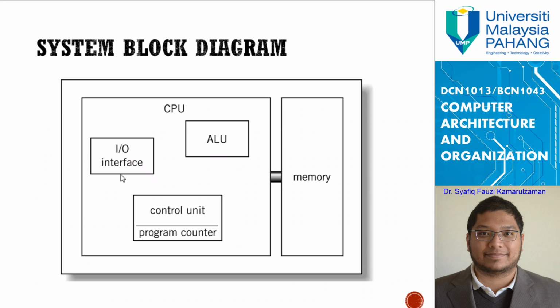So imagine that this is your CPU, and this one is your memory. This memory in your PCs is your random access memory, your RAM. The control unit and program counter are as one unit, and other than that are the I/O interface and the ALU.